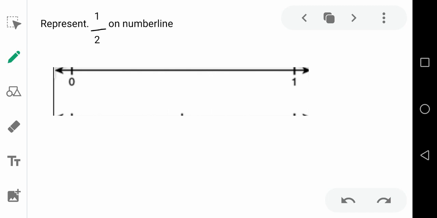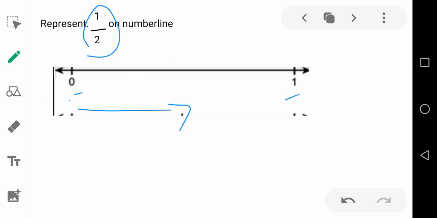So we have a number line here. I have marked 0. Why did I mark from 0 to 1? Because 1 by 2 is a positive rational number. You know what a positive rational number and a negative rational number are, right? So 1 by 2 is a positive rational number, and I will mark it towards the right of 0. Here we have 0 and 1.